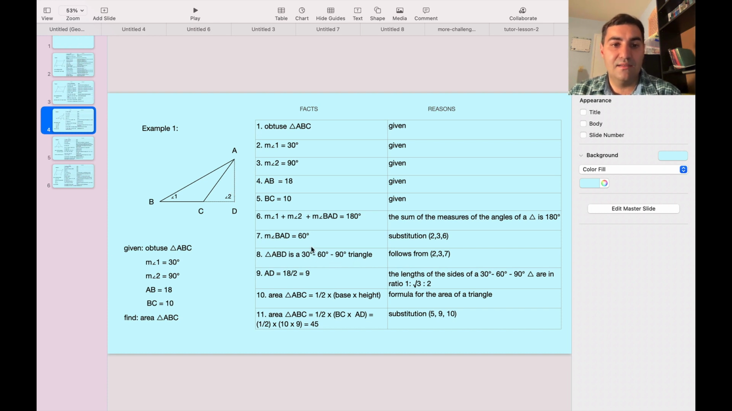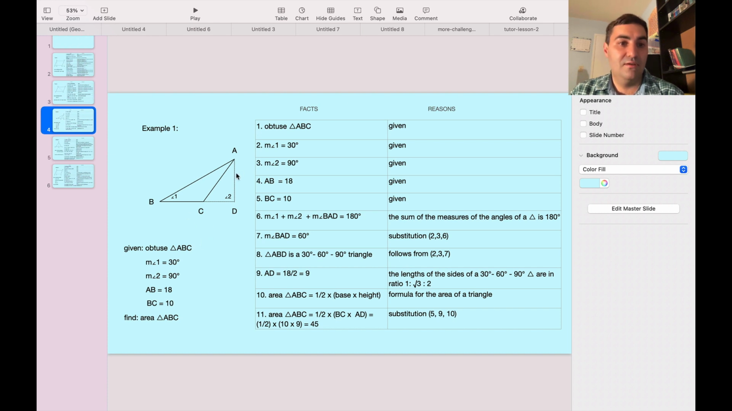And we know that a 30-60-90 degree triangle has side lengths in the ratio 1, square root of 3, and 2. So we know that AB, which is the hypotenuse, is 18. If we divide it by 2, then we get the length of AD, which is the smallest side. So AD is going to be 9, and AB is going to be 2 times 9, which is 18, which we have.